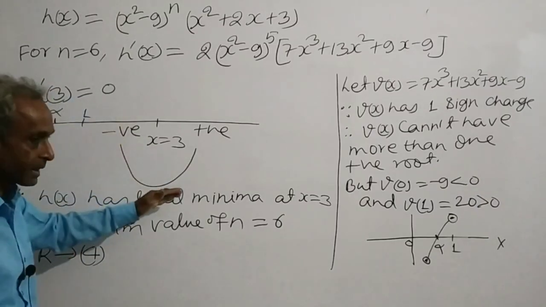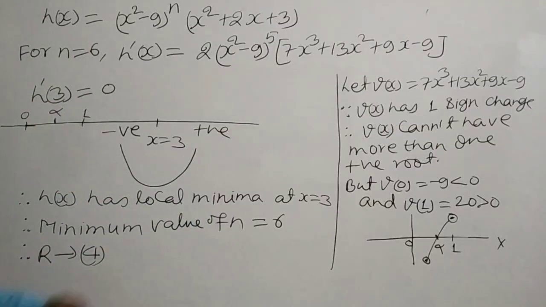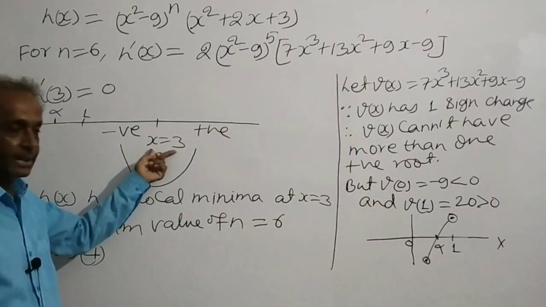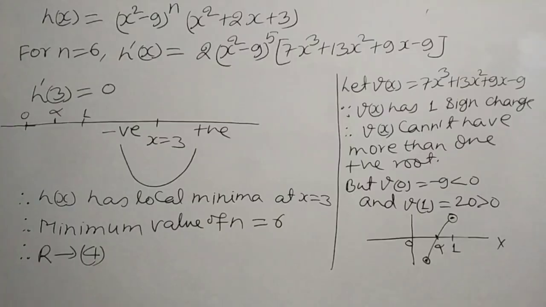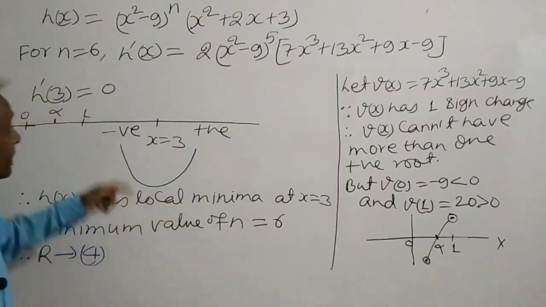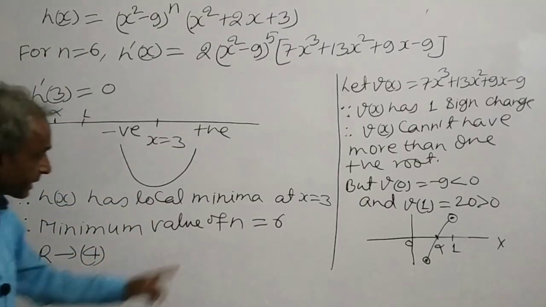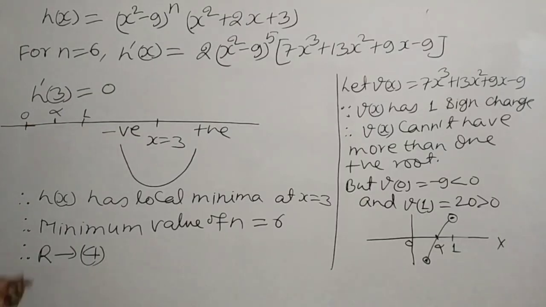Negative means curve decreases, positive means curve increases. Therefore, minimum value will be at x is equal to 3. Local minima. Therefore, minimum natural number n for which hx has local minima at x is equal to 3 is 6. Therefore, R should be matched with 4.